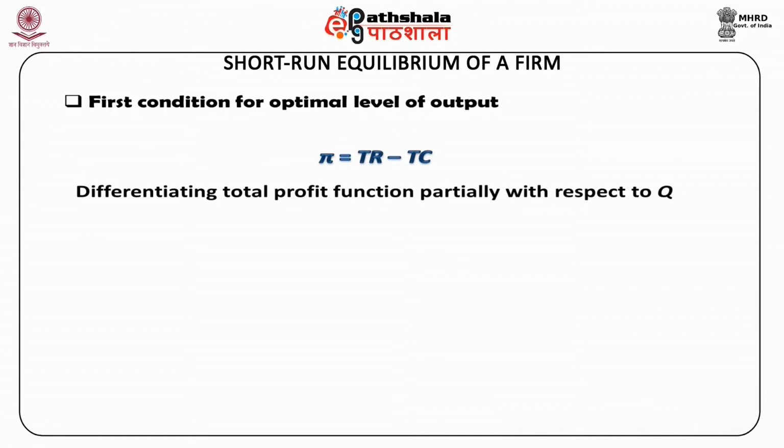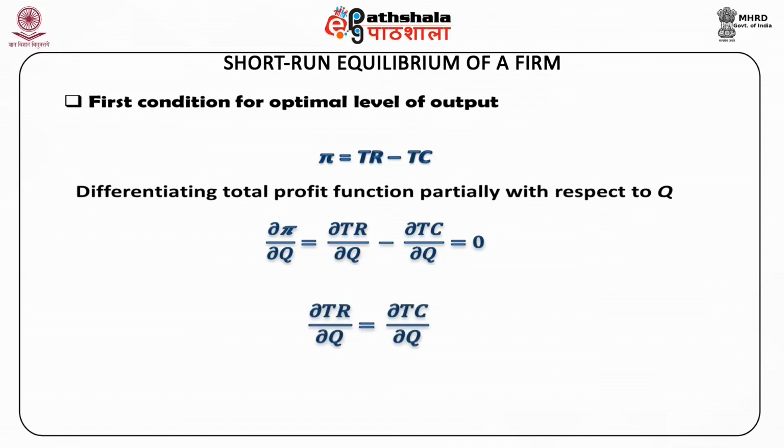Differentiating this total profit function partially with respect to Q, which is the output, and setting it equal to 0 gives ∂π/∂Q = ∂Total Revenue/∂Q − ∂Total Cost/∂Q. This is set equal to 0. This can also be written as ∂Total Revenue/∂Q = ∂Total Cost/∂Q.